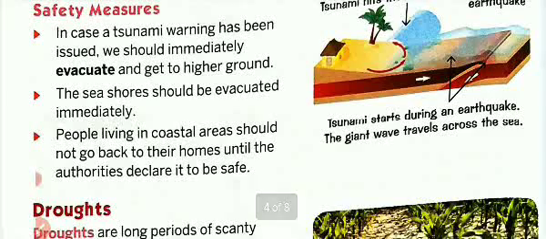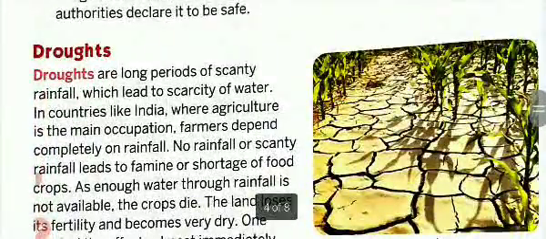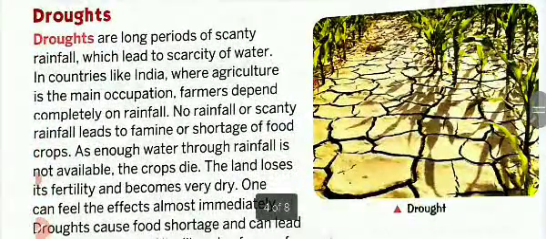Safety measures. In case a tsunami warning has been issued, we should immediately evacuate and get to higher ground. The seashore should be evacuated immediately. People living in the coastal areas should not go back to their homes until the authorities declare it to be safe. Now, droughts. What are droughts?